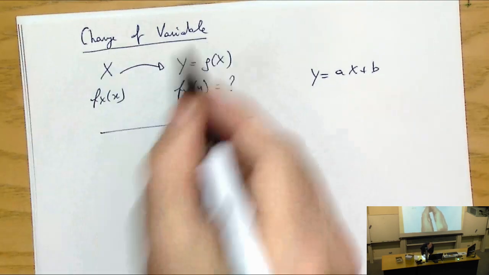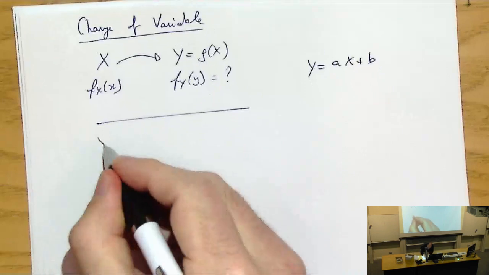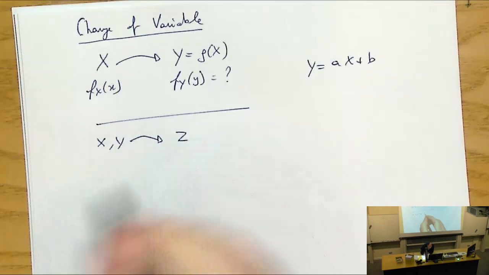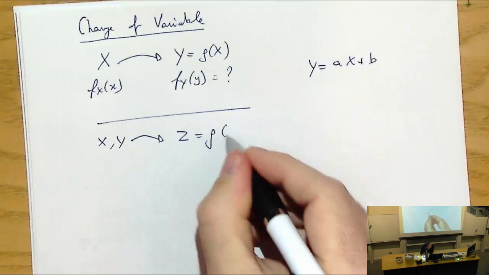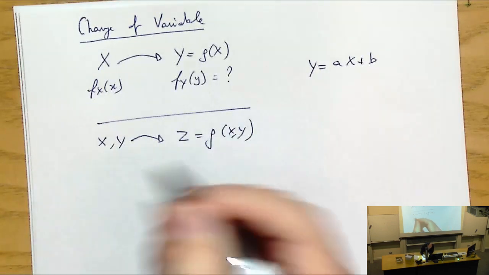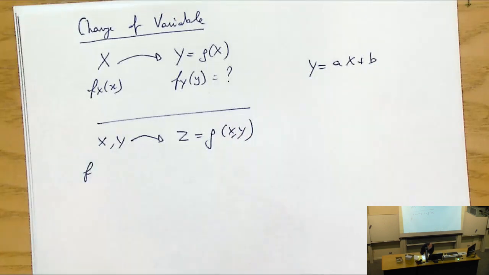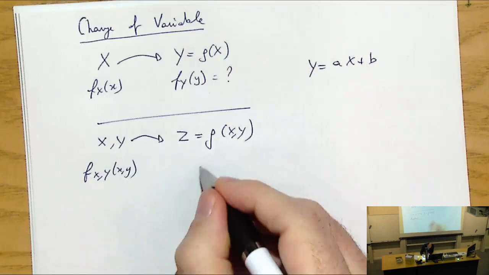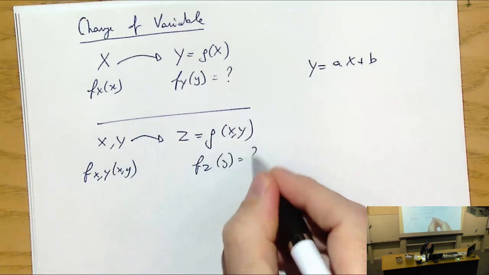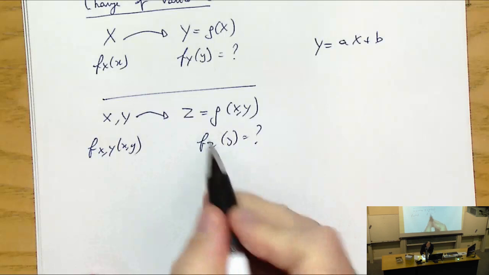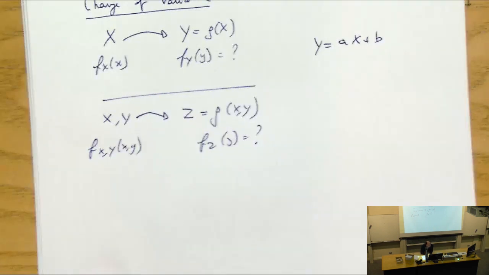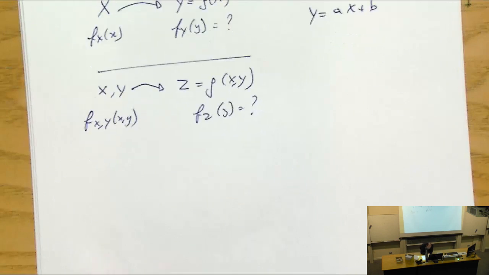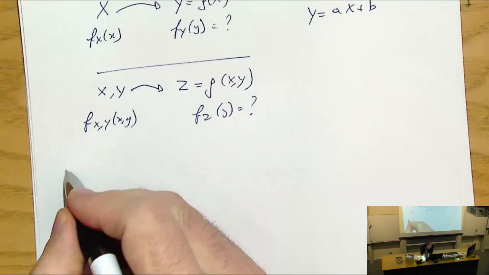Okay, so what if now I have the following. I have two random variables, x and y, and now I create another one, z, that is a function of x and y. And so I know, for instance, the joint PDF of x and y, and what I'm interested in is the PDF of z. Okay? So let's look at some examples, some cases.